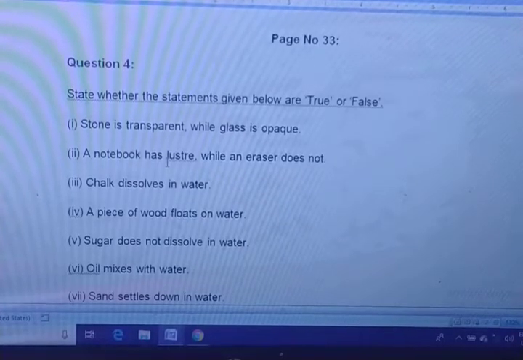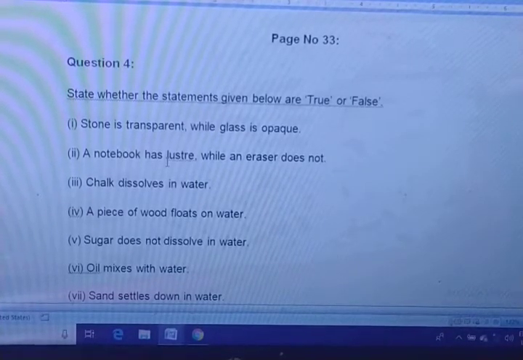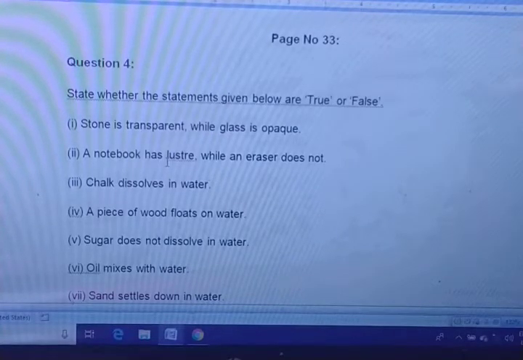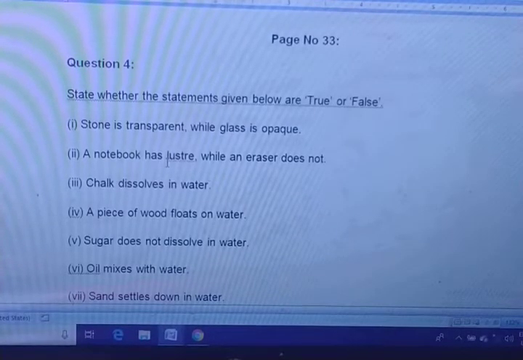Yes, so already you have understood that the first statement is false. A notebook has luster while an eraser does not. Notebook has a luster property. See, you just read the sentence. After reading the sentence, just put a concept in your mind. Will it be true or false?